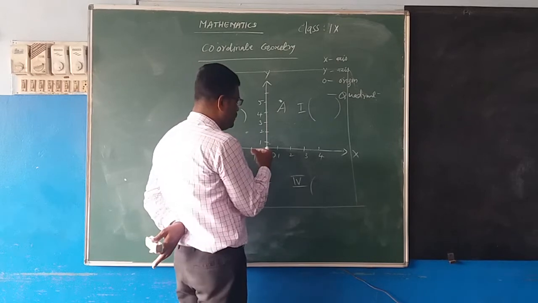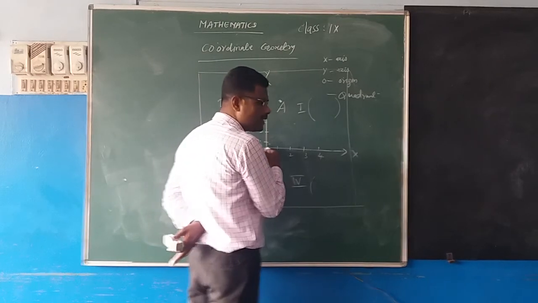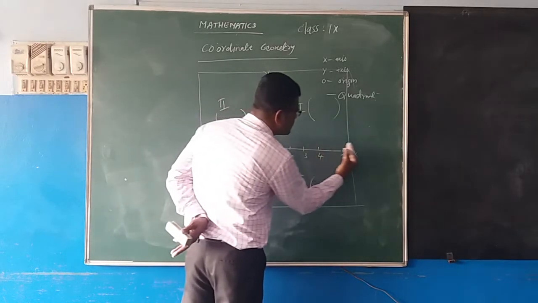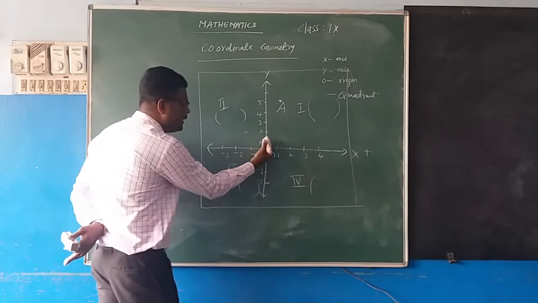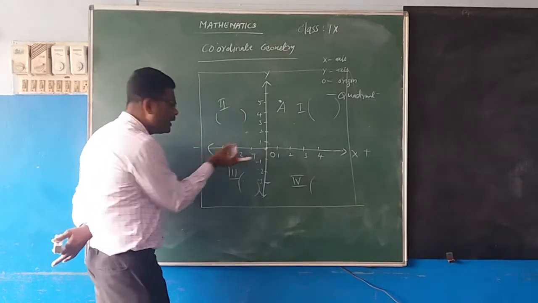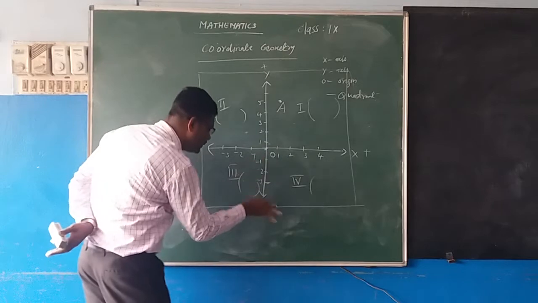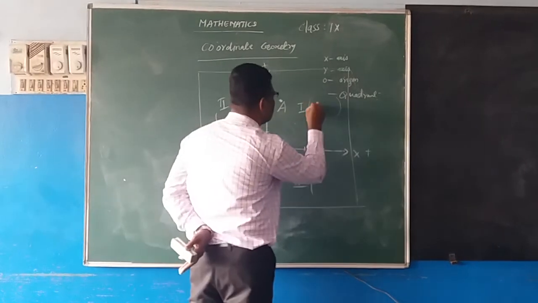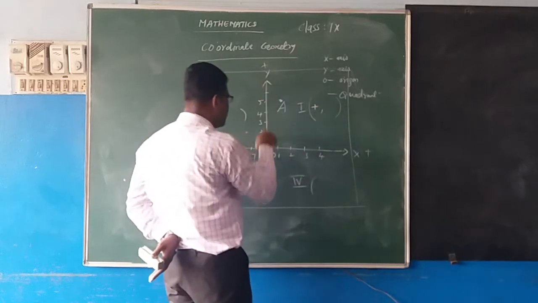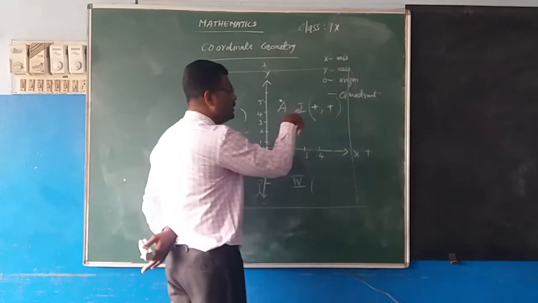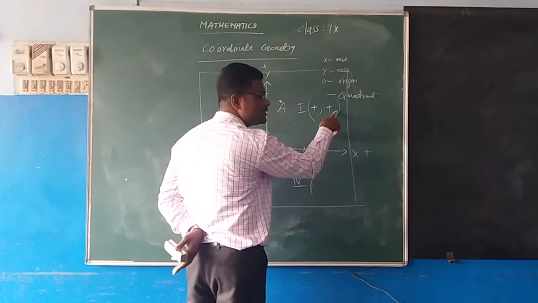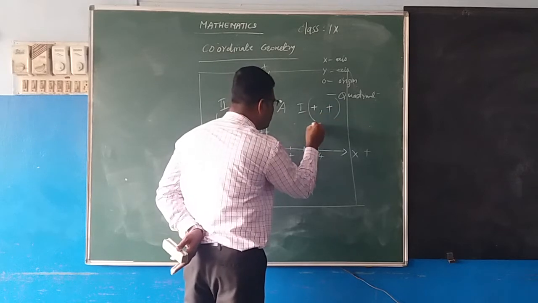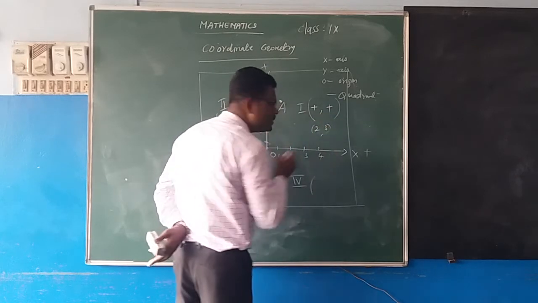Can you say this? This is the right side of the y axis. The right side of the y axis is always positive. The left side is always negative. Upside is always positive. Downside is always negative. So the first quadrant consists of plus and plus, positive numbers. The x coordinate and y coordinate are positive. For example, 2 and 3, both are positive numbers.